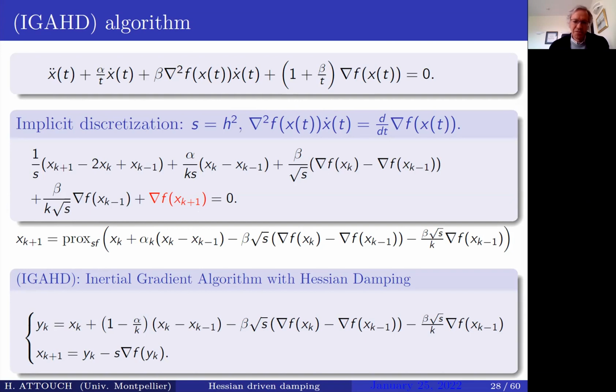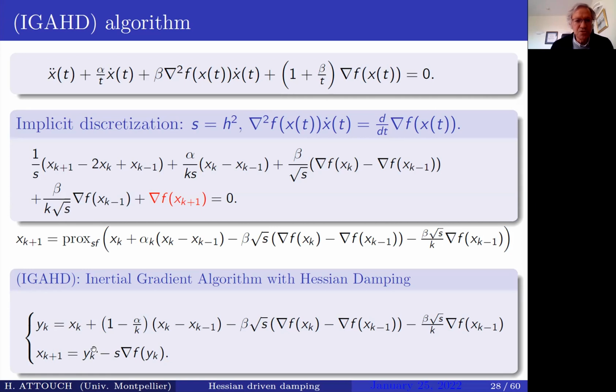You can imagine other variants more implicit, but the important point is here. So if you solve with respect to xk plus 1, you obtain this proximal formulation. So you replace the prox by a gradient step. You call this yk, and then you compute a gradient step at yk. And that's a new algorithm.